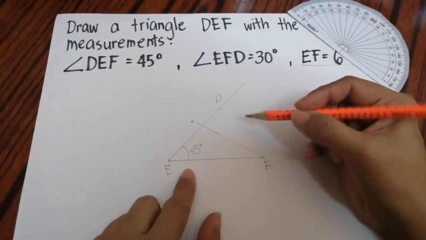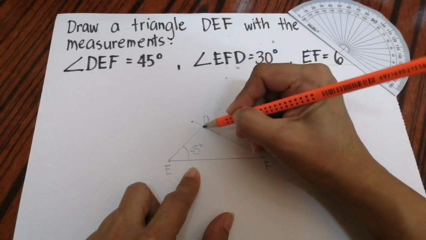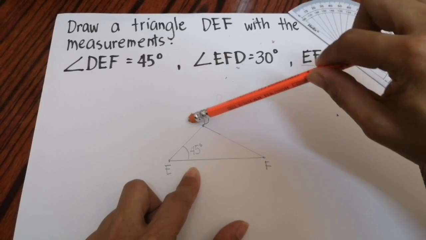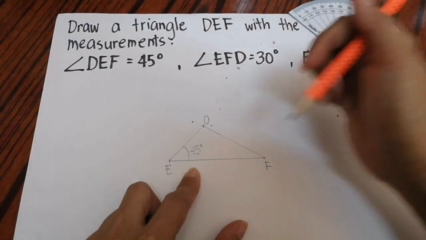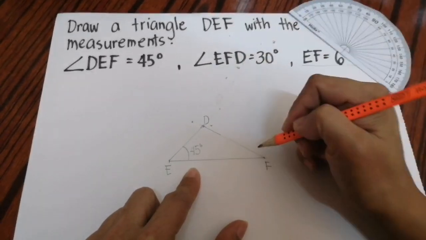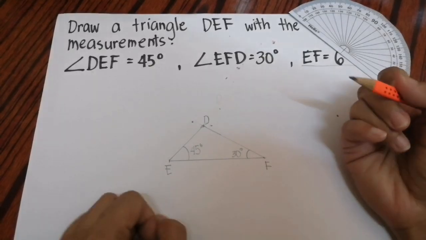Therefore, our triangle is already complete. The point will be here, but there is no need to put a point because you already know that this is the vertex mark. So this measures 30 degrees.